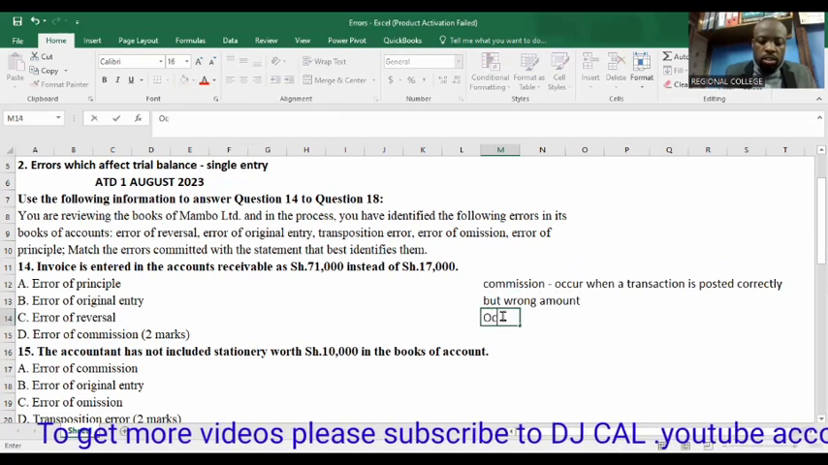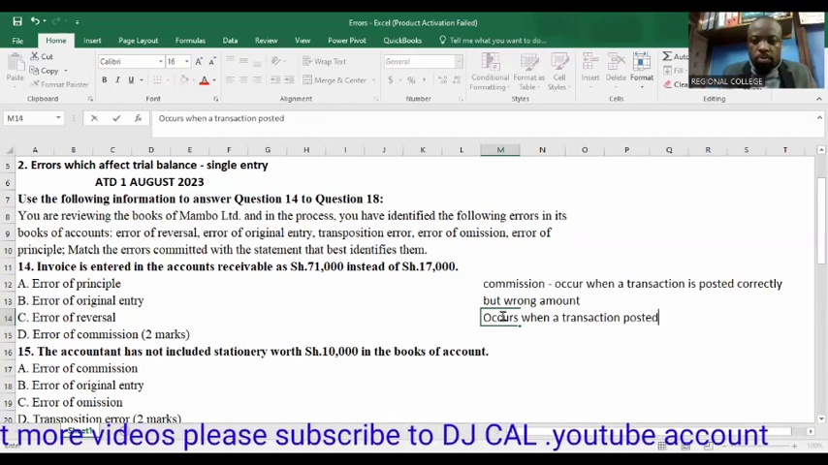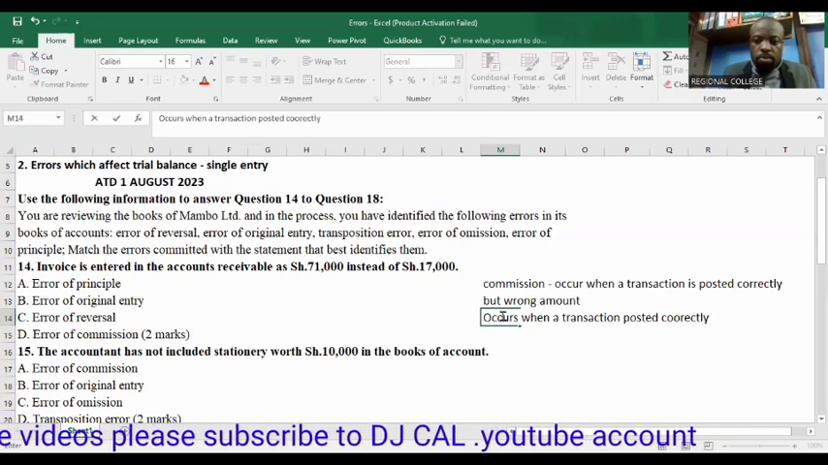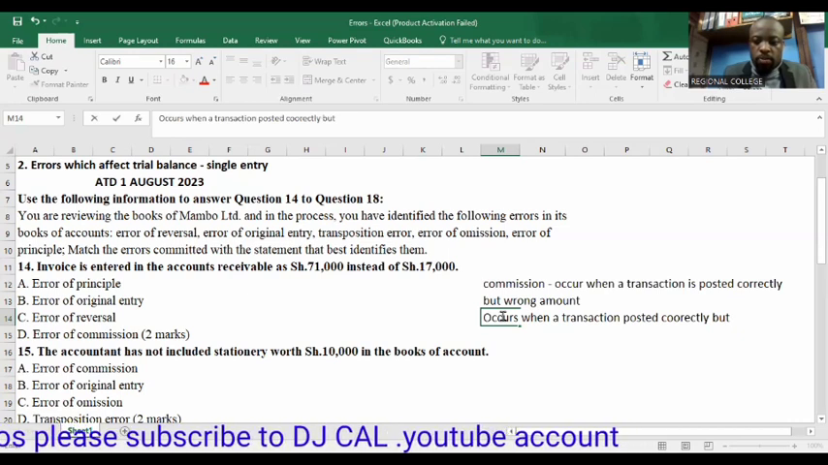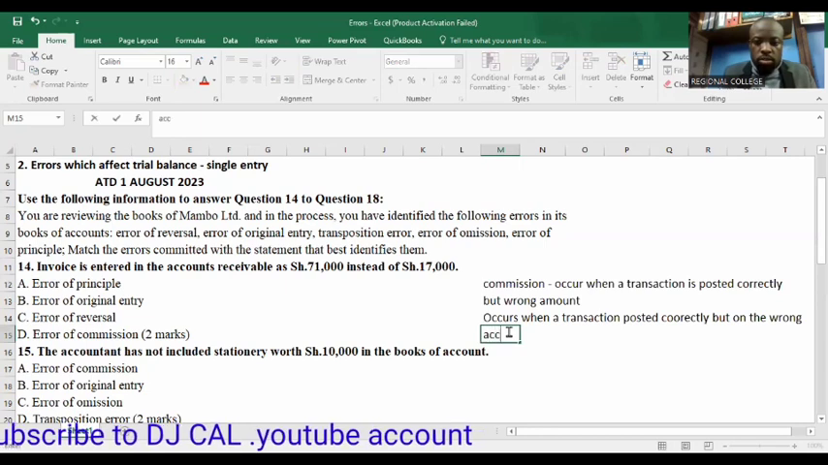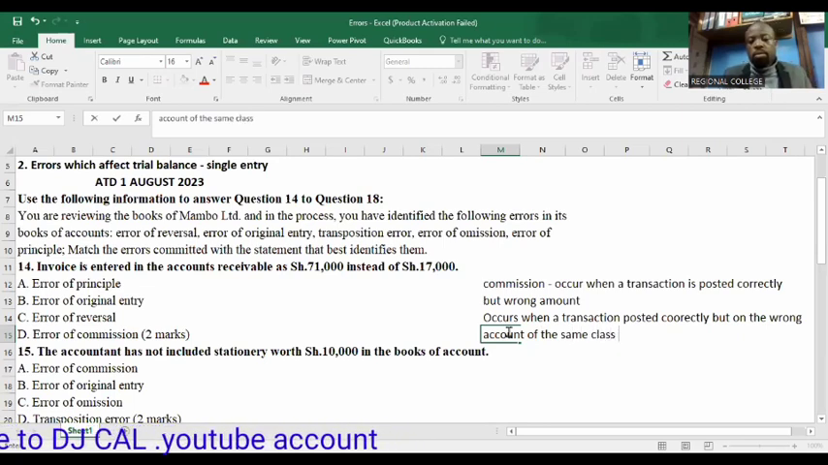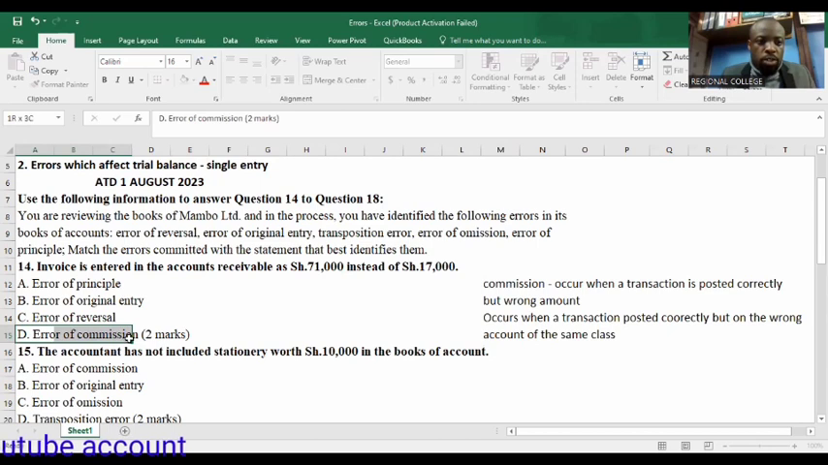Again, it occurs when a transaction is posted correctly but on the wrong account of the same class, maybe one debtor and another debtor, or an invoice like this one. This is an invoice, so the amount is 17,000 but being recorded as 71,000. So commission occurs when a transaction is posted correctly but with the wrong amount. So in this question, the correct choice was D. A student should have gone with choice D.